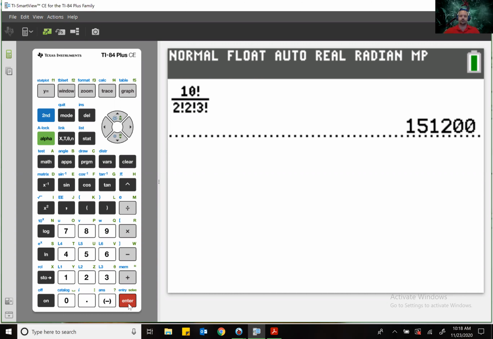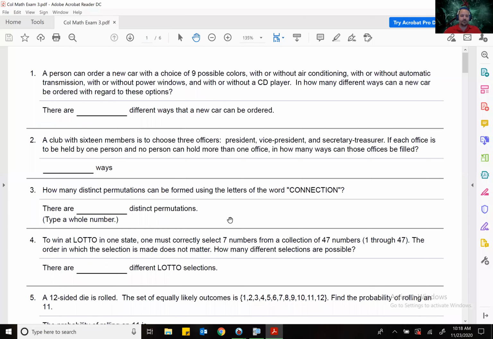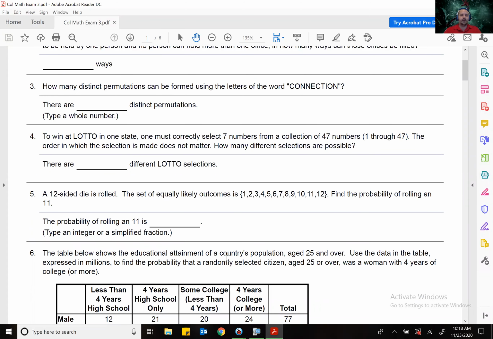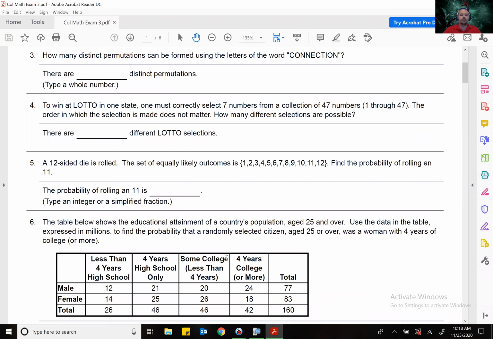All right, number 4, moving right along. Okay, number 4, to win the lottery in one state, one must correctly select 7 numbers from a collection of 47 numbers. The order in which the selection is made does not matter. How many ways can we win the lottery? Okay. So this one, because the order doesn't matter, I just need 7 numbers. This is what we call the combination. This is nCr. The n and the r have the same meaning as what they were before. n is the total, r is the number of choices.